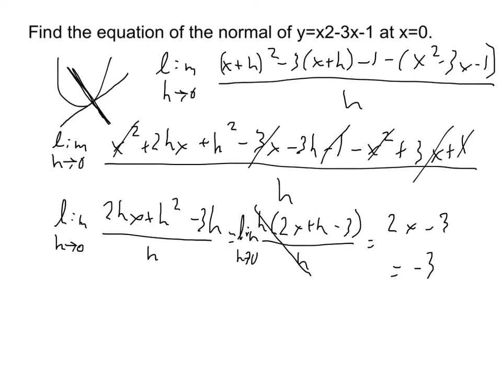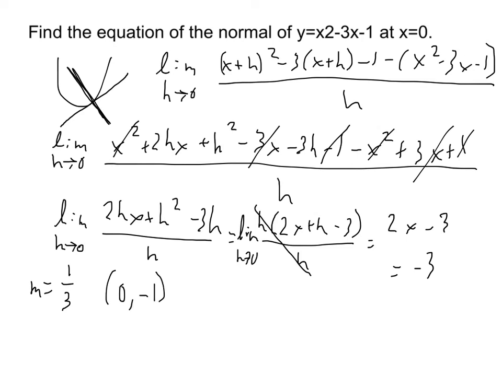So the normal is perpendicular to that, so that's going to be the opposite reciprocal, so the slope of the normal would be 1 over 3. Okay, so that's our slope we're going to work with. Then we need to find the y value, so plug in 0 into the original equation. We get 0 squared minus 3 times 0 minus 1 is just negative 1. So the point is 0, comma, negative 1.